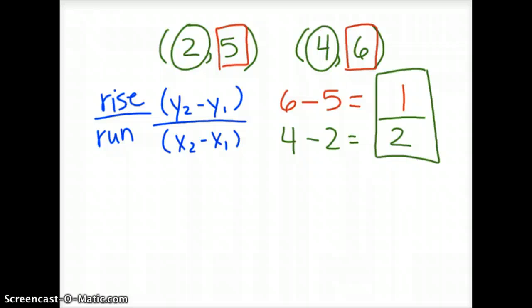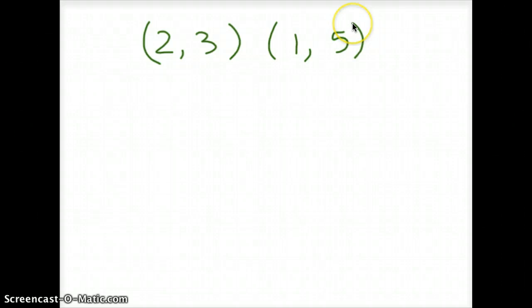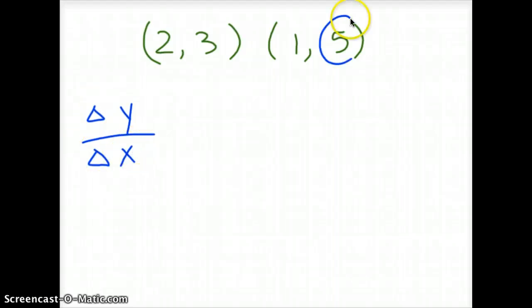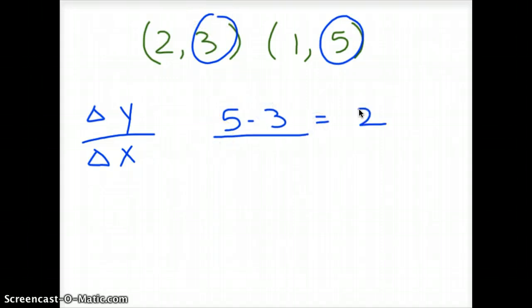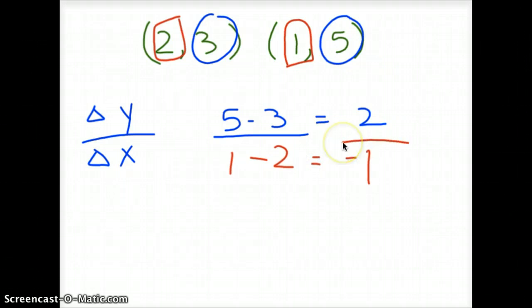Let's do one more. I only have a minute and then it's going to stop. So let's do (2, 3) and (1, 5). So again, the change in y versus the change in x. So here's my y. I'm going to do 5 minus 3. And my change in x, 1 minus 2. And right now you should be saying, hey, that's a negative. So my slope is actually going to be a -2.